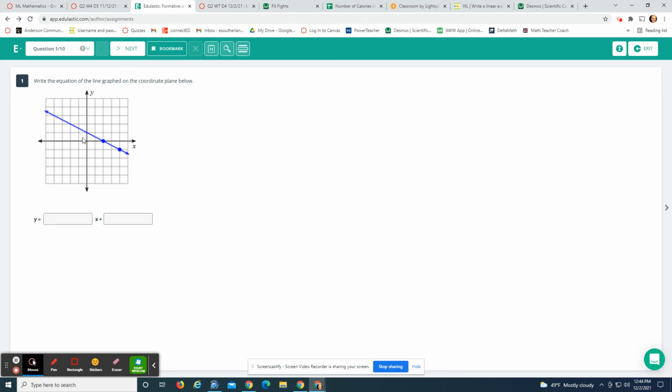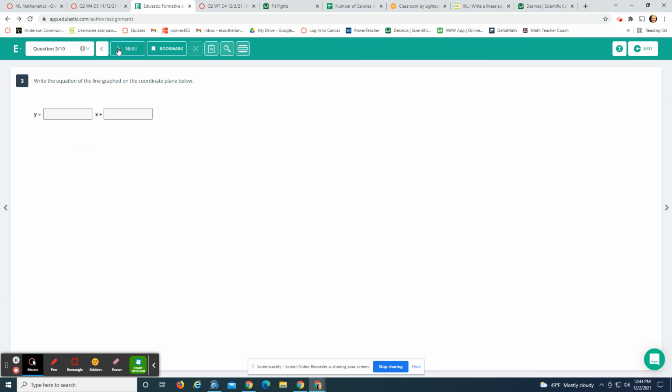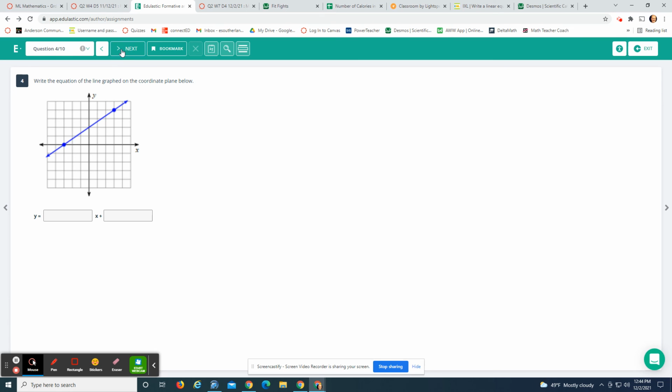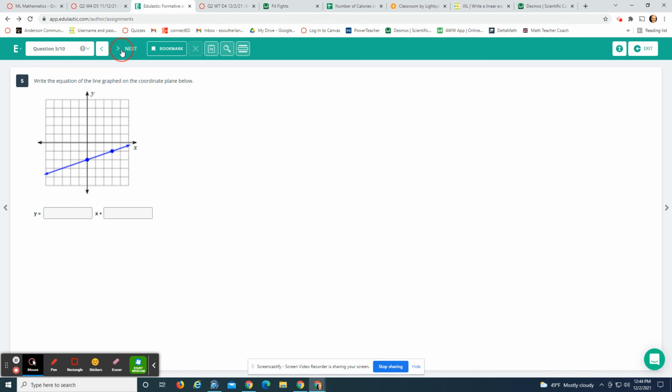And this is just the same thing that we've been doing. The b on this one is 1. The slope is negative 1 over 2. Click next. There's 10 questions. You're going to do the same thing for this one, the same thing for this one, same thing for this one.